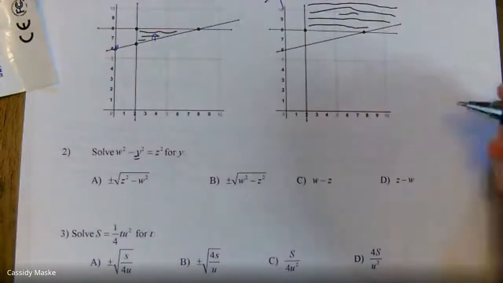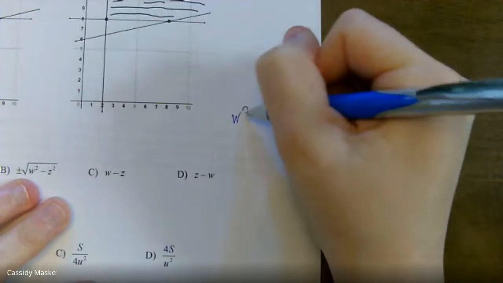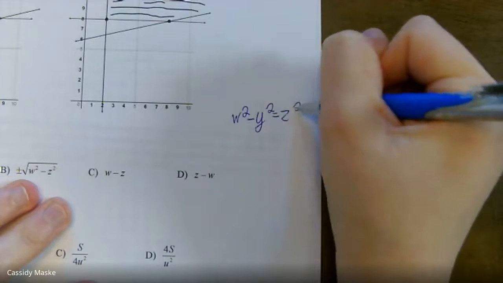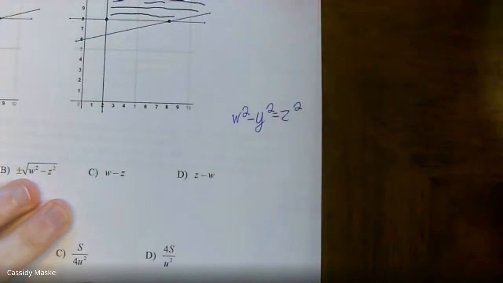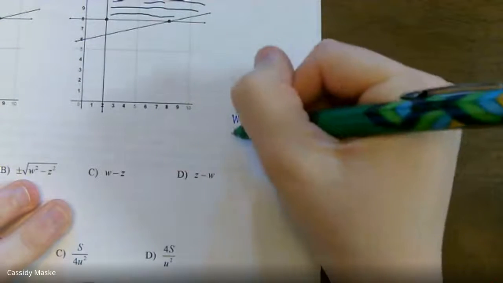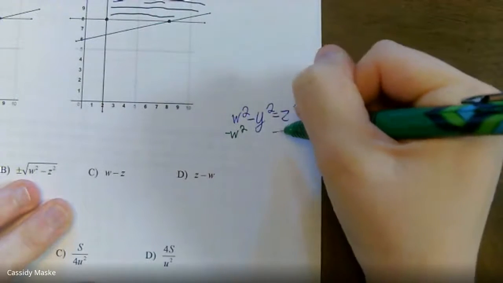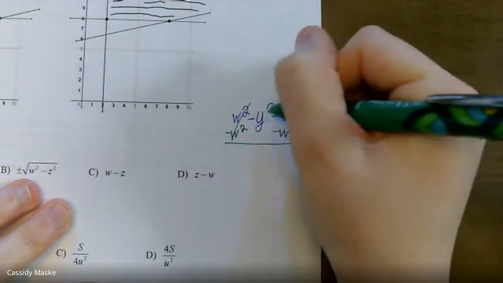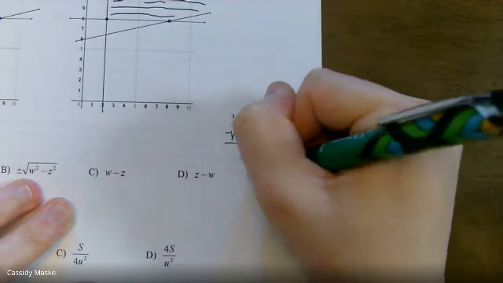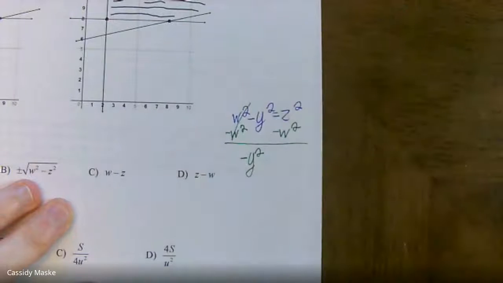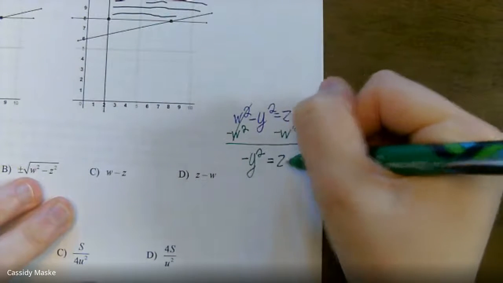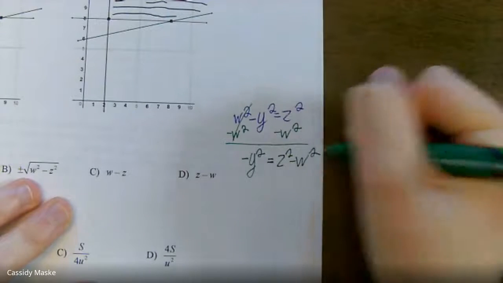So here, let me work this out over here. So we have w squared minus y squared equals z squared. Okay, so we'll subtract, let me get a different color. We'll subtract the w squared to the other side. So that cancels, right? And just be careful, this is a negative y squared. Some people think they can drop the negative, but you can't, you have to bring it down. And so this is z squared minus w squared. You can't combine those, right?